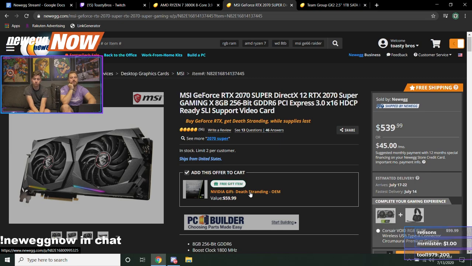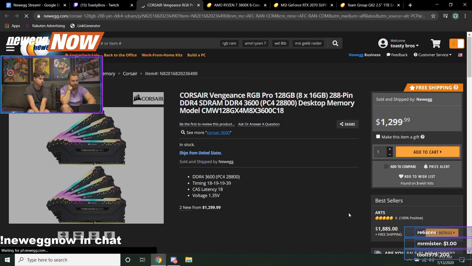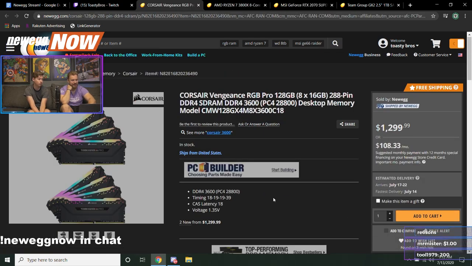You could have gotten a 1660 instead of a 1050 Ti. Well, if you bought a 1050 Ti new, that's your mistake right there. Oh, you have 128 gigs of memory? That doesn't even seem like a good price, even for 128 gigs.